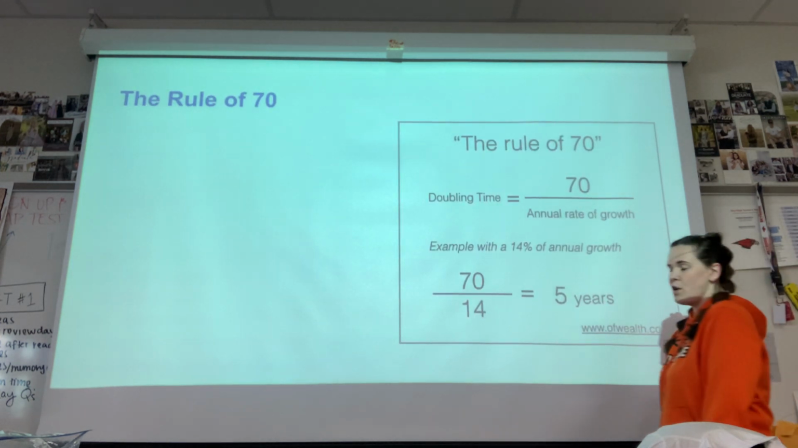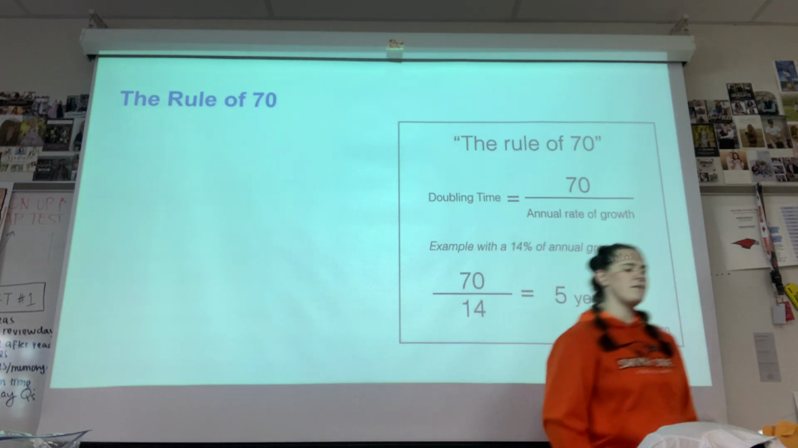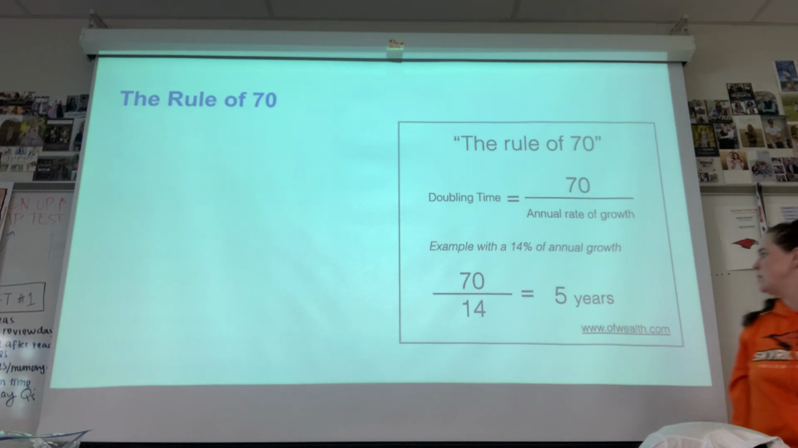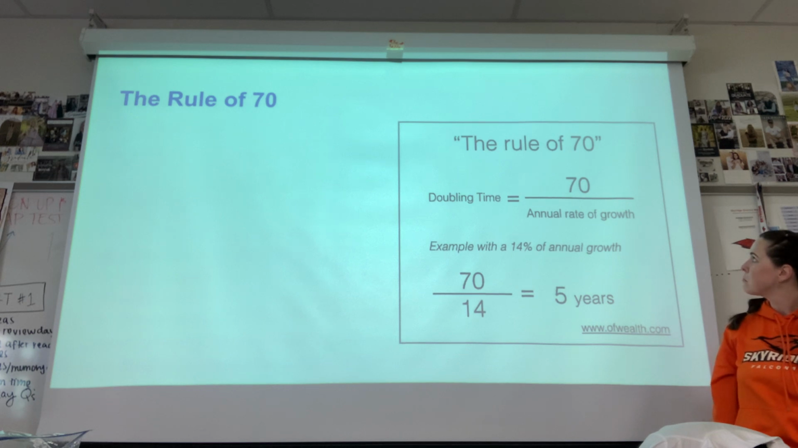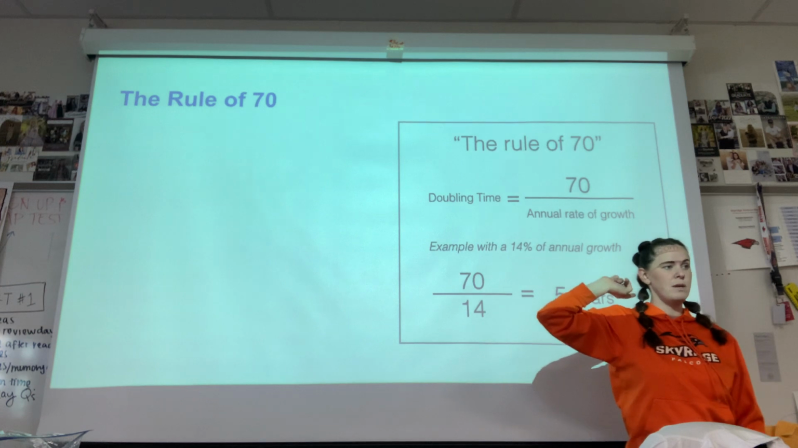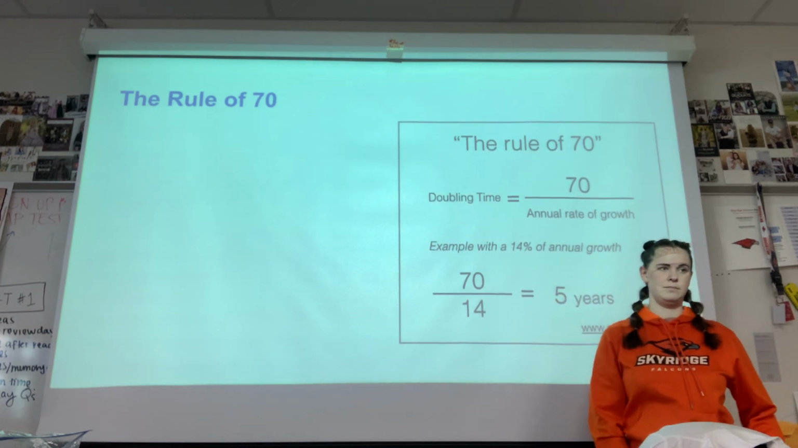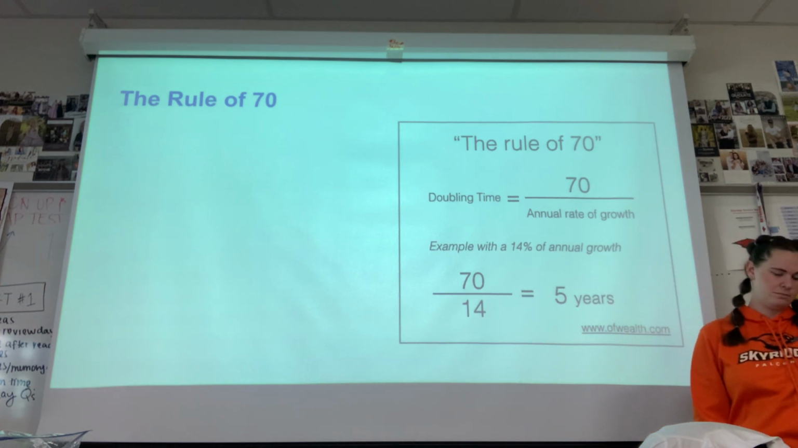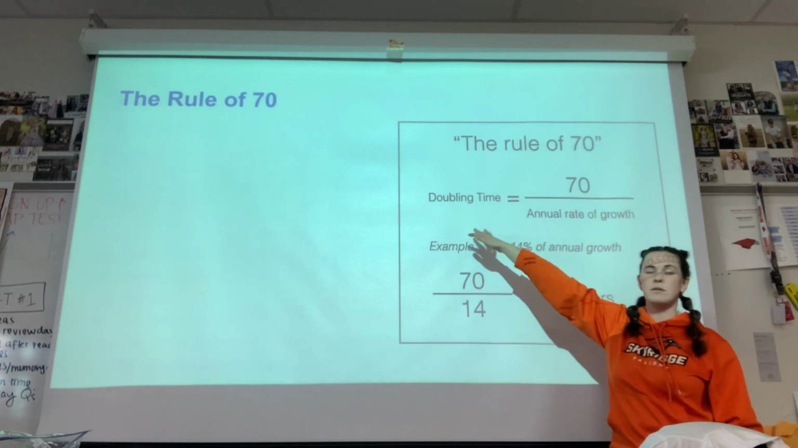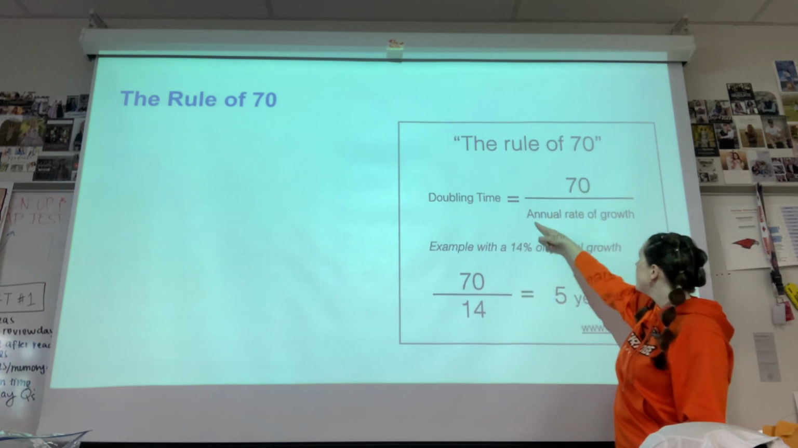The only math you need to know for this unit is called the rule of 70. The rule of 70 states that it's the amount of time needed for a population to double. So doubling time equals 70 divided by the annual growth rate. Make sure to write that down. So the rule of 70 is calculating the doubling time for a population. Doubling time equals 70 divided by the annual growth rate.